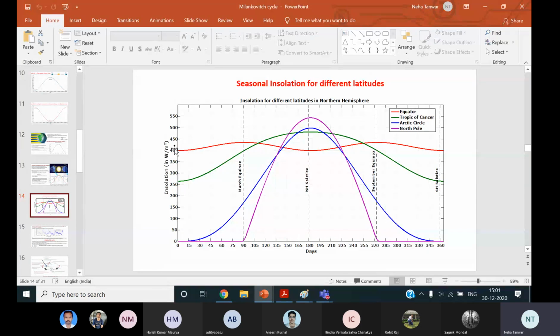But if you look at the equator, it is almost constant across the year, throughout the year, right? The variation is something like 400 to 430. But when it comes to the tropics or the Arctic Circle, the variation is huge, and even more intense than at the equator.